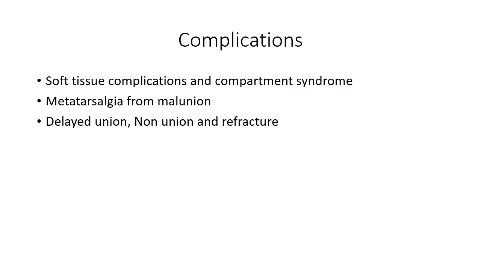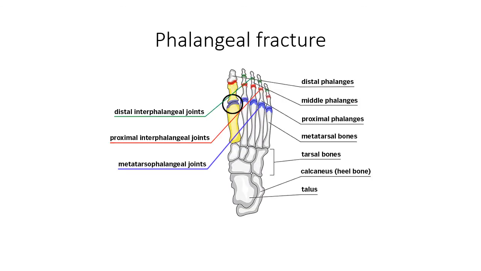Complications of metatarsal fracture include soft tissue complications and compartment syndrome, metatarsalgia from malunion, delayed union, non-union, and refracture. Metatarsalgia is pain in the area of metatarsophalangeal joints.